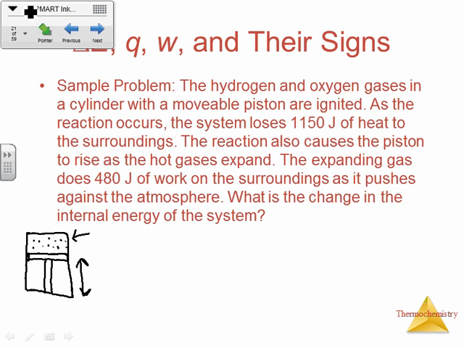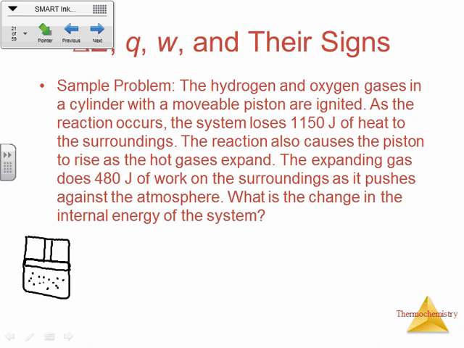As the reaction occurs, the system loses 1150 joules of heat to the surroundings, and the reaction also causes the piston to rise as the hot gases expand. I did mine backwards, because they put the piston at the top, causing the piston to go up. Let me redraw it so it fits what they're saying. Our piston's up here, and the gases are down here. These gases are going to push up on this piston, doing work on it as they expand.